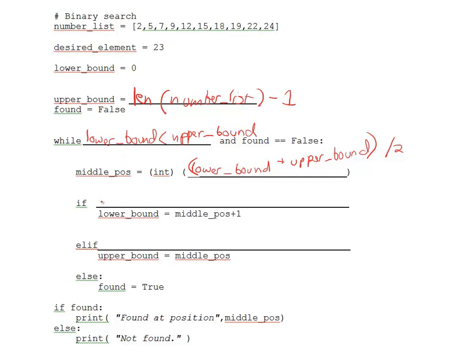And we're checking the middle position, so I know I need to check if my number list at the middle position that I'm checking, so if number list at the middle position is greater than, we're going to move up the lower bound. Okay, so taking a look at that, I'm going to change my mind here. Let's do less than the desired element.